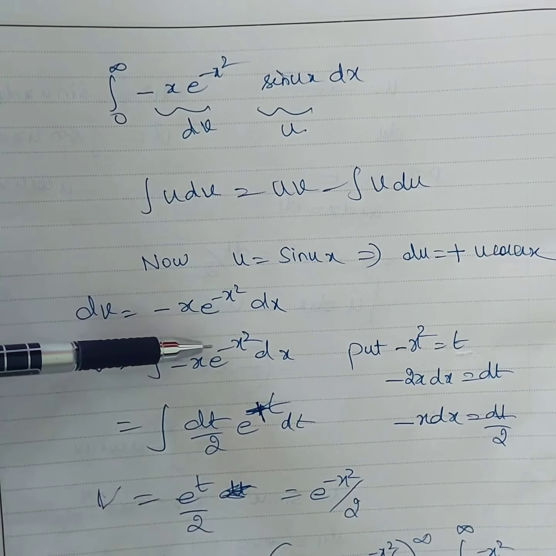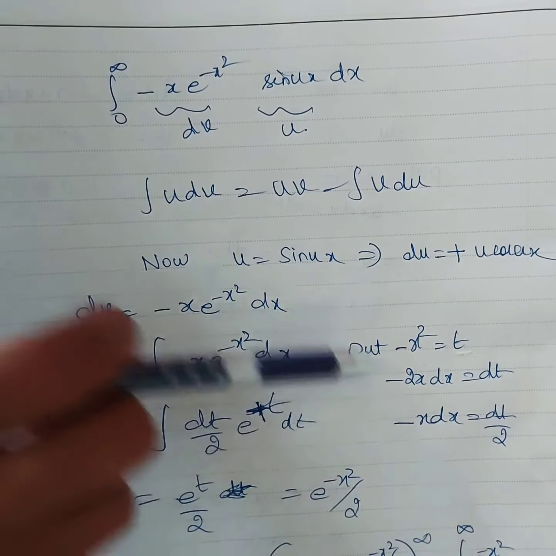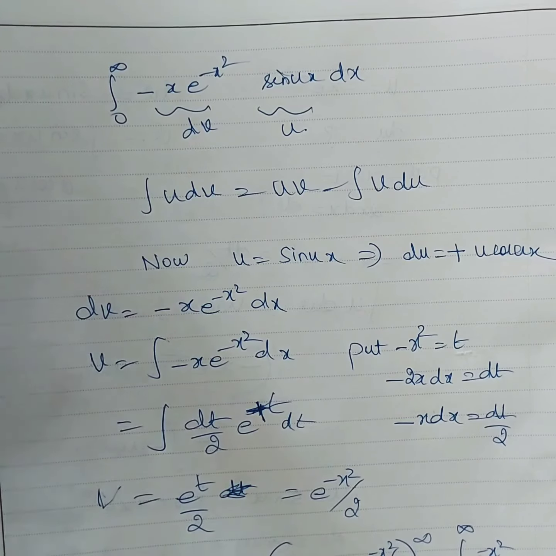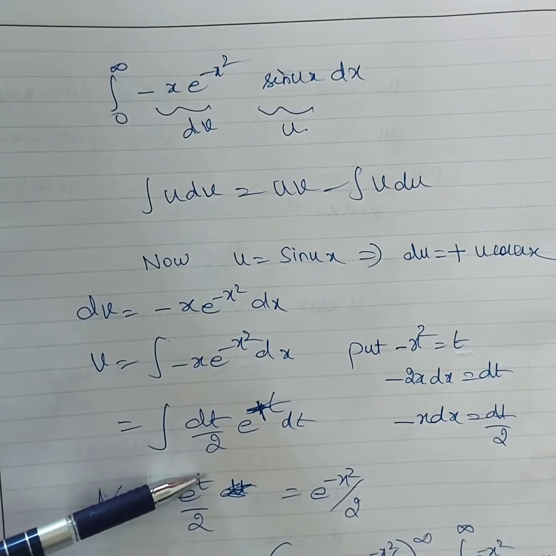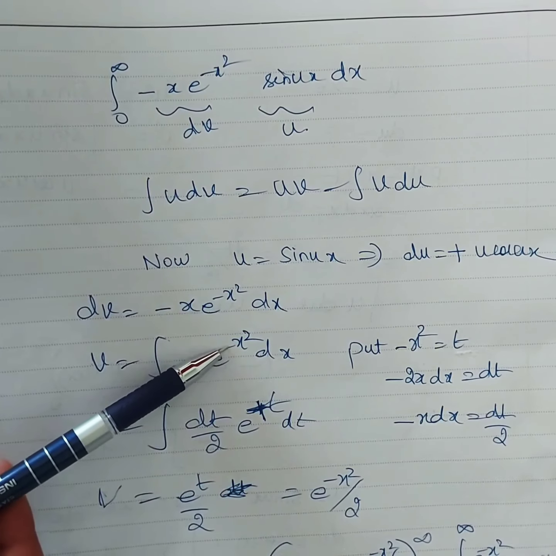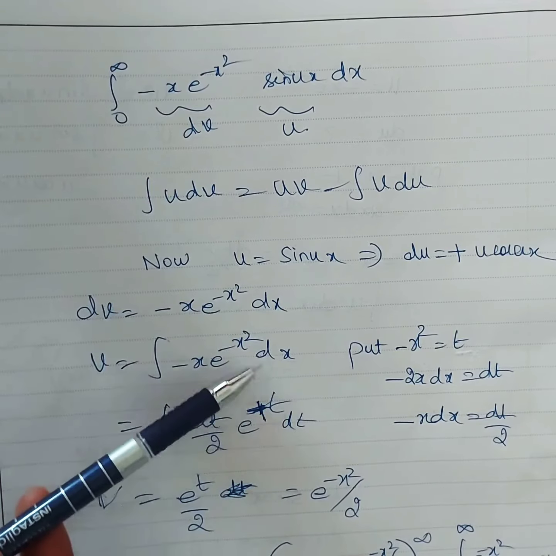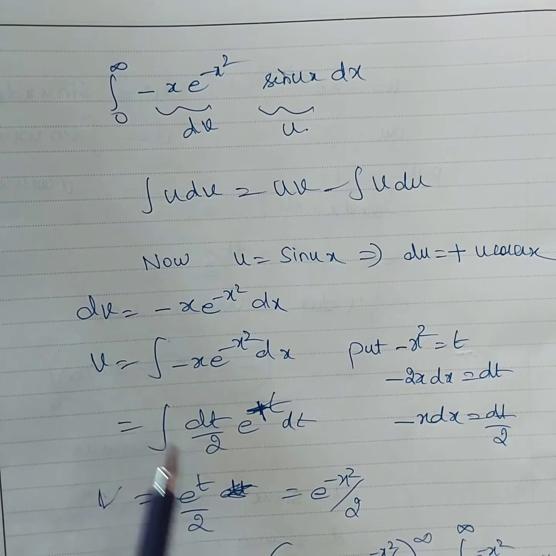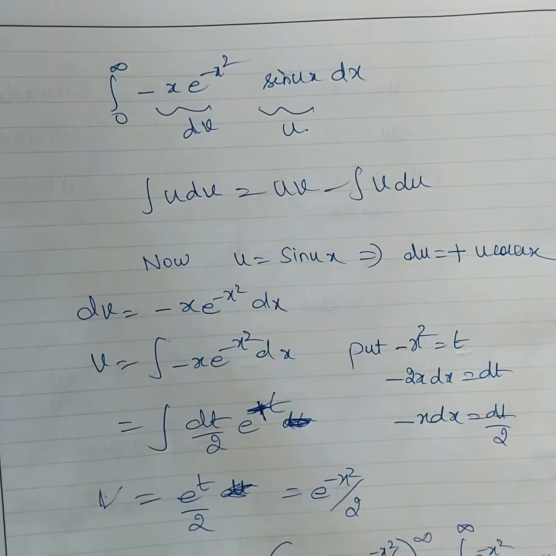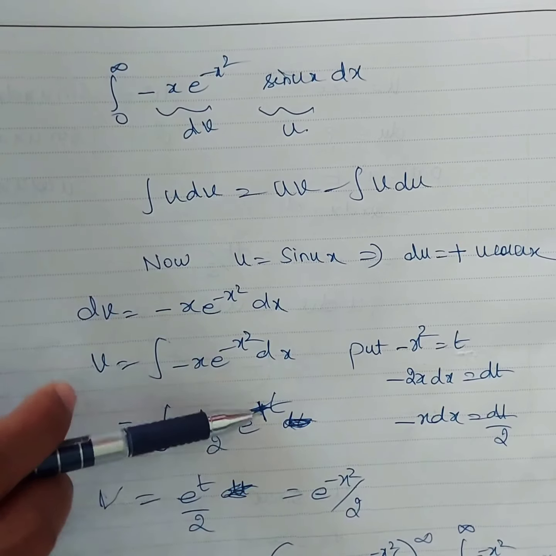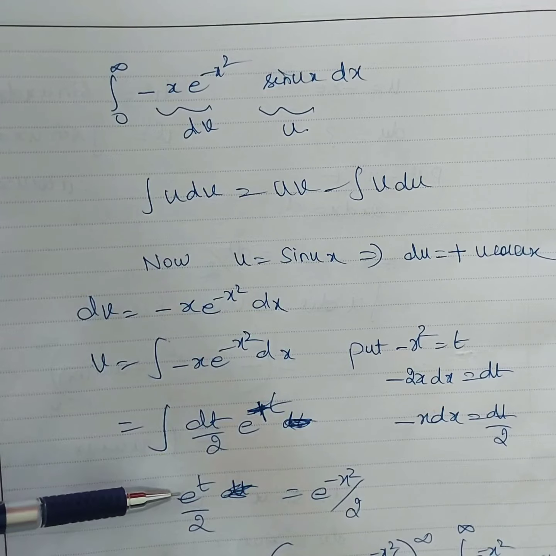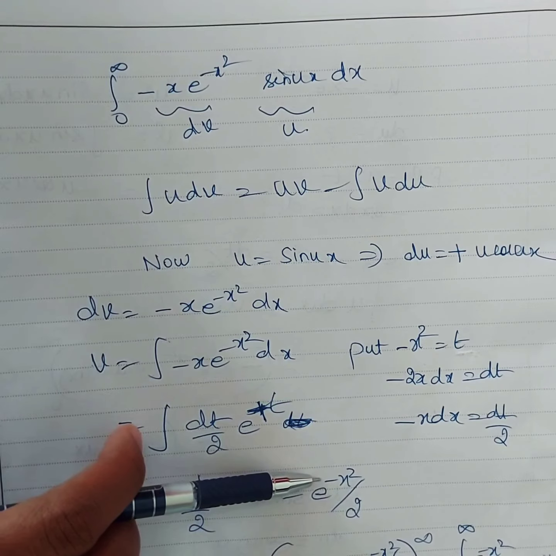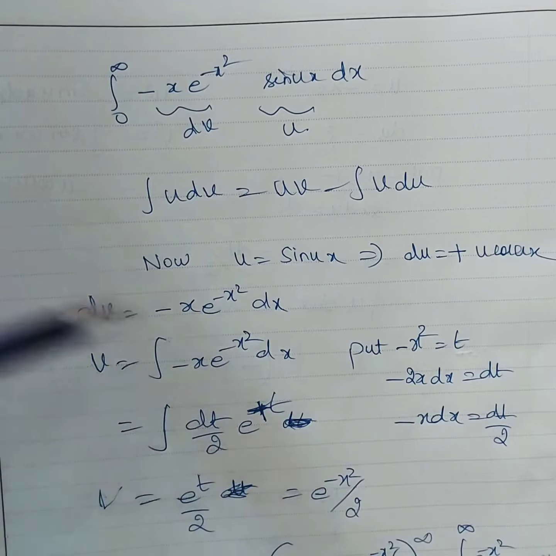So put minus x square as t. So minus 2x dx will become dt. So minus x dx will become dt by 2. So now minus x dx I have replaced by dt by 2, e power minus x square. So e power plus t, and dt will be there. Already dt is here, so no need to write one more dt. So when you integrate e power t, you will get e power t, and this is just a constant. So v is equal to e power t by 2. So t is nothing but minus x square, replace it again. So e power minus x square by 2.